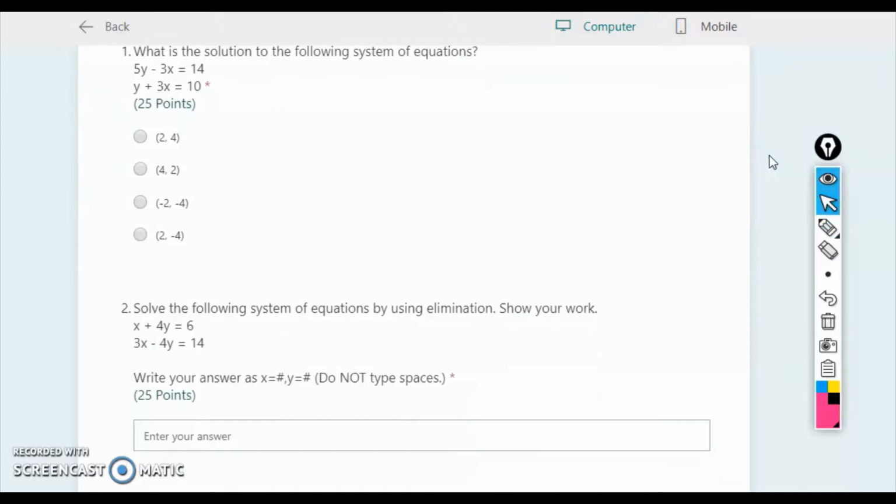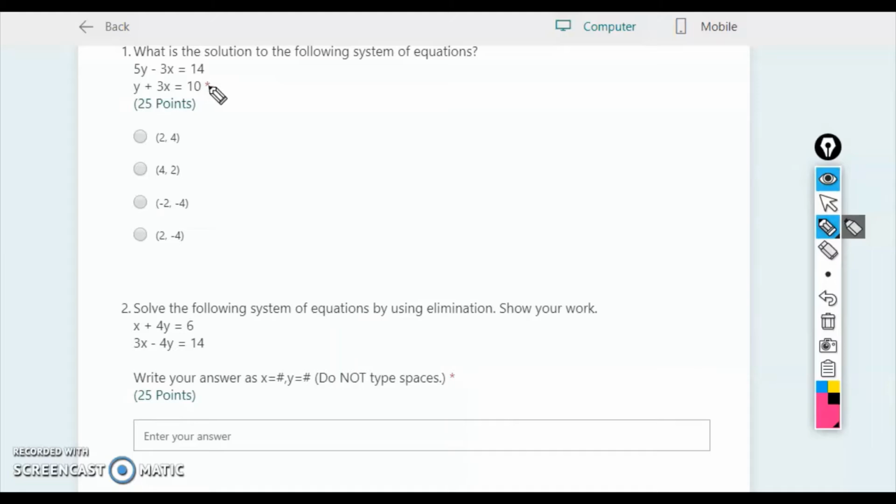Number 1. What is the solution to the following systems of equations? Remember, a system of equations is just more than one equation. So we have 5y minus 3x equals 14 and y plus 3x equals 10. The easiest way that I would see is to isolate this y and use substitution.